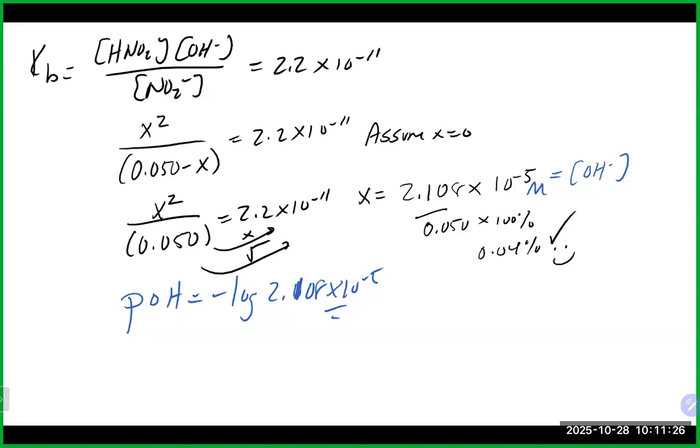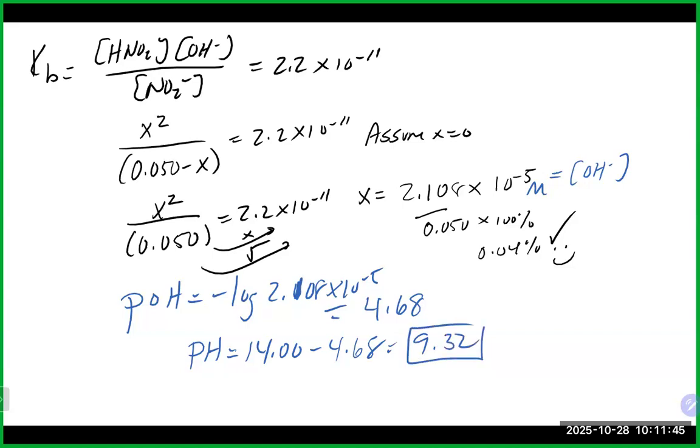Try that one. Looks like 4.68. pH then would be 14 minus that number. And that clearly is not basic, that first number. So this one is, though, 9.32, which is a basic pH, which again is what we should expect to happen here as we have that salt going through hydrolysis and producing hydroxide. Any questions on that part there?